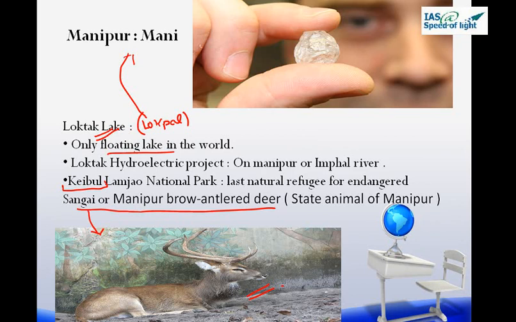Sangai becomes city Shanghai. And people say Afghanistan and Shanghai, they are very close to each other, and people used to smuggle deers from there, right? So deer, that is Sangai, right? And where it is found, Kaibul, that is Kabul.